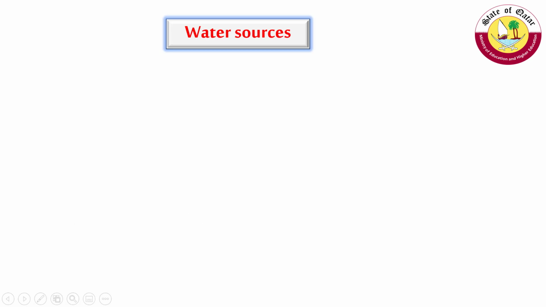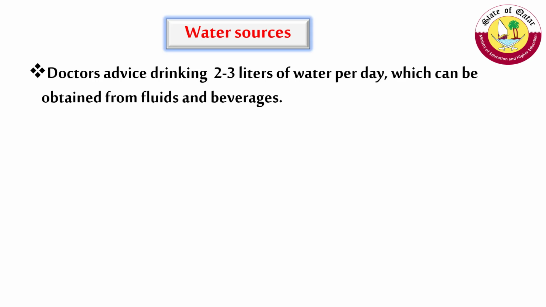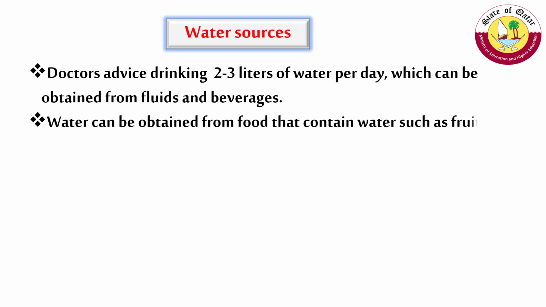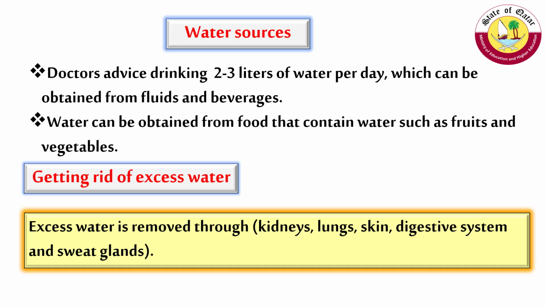Water sources. Doctors advise drinking 2 to 3 liters of water per day, which can be obtained from fluids and beverages like drinking water and juices. Water can also be obtained from food that contains water, such as fruits and vegetables. Getting rid of excess water. Excess water is removed through kidneys, lungs, skin, digestive system, and sweat glands.